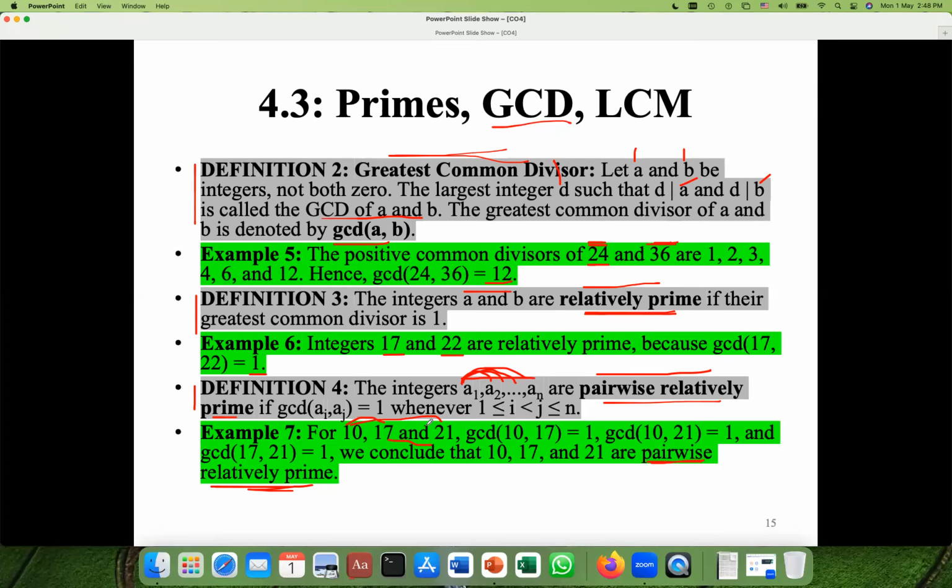After making the pairs, we check their GCD. GCD of 10 and 17 is 1. GCD of 10 and 21 is 1. GCD of 17 and 21 is 1. So now their GCD is 1, and you can say that 10, 17 and 21 are pairwise relatively prime. All the pairs. Okay.